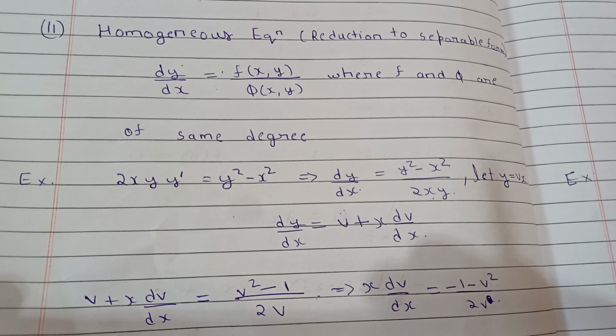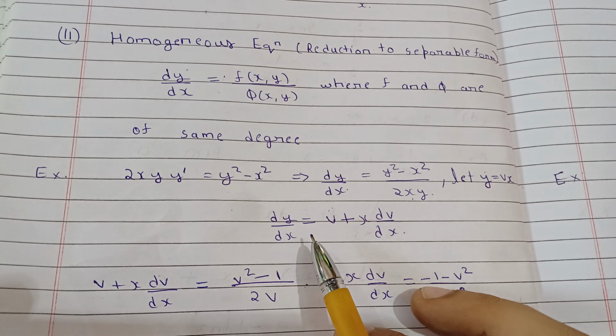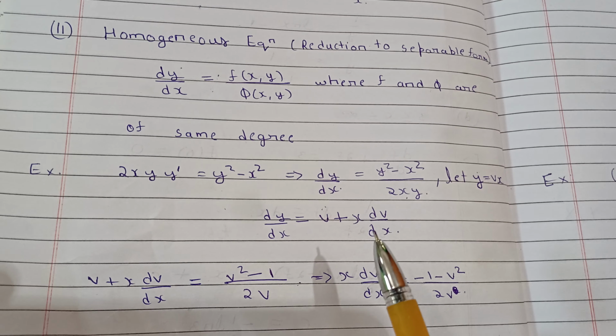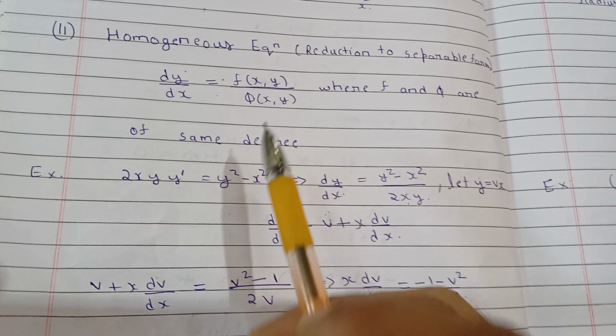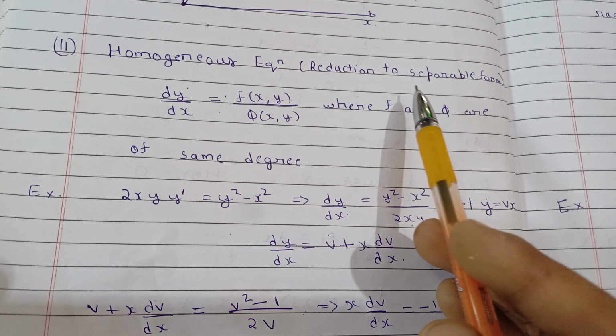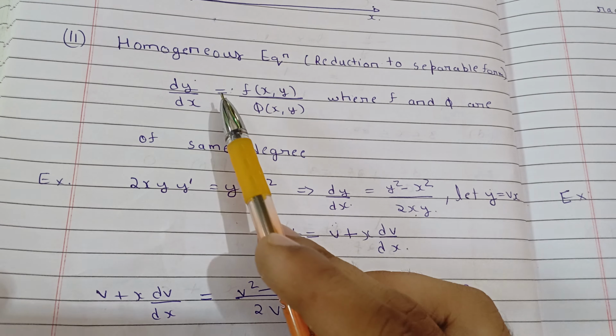Now let's see one more type of problem. Very few questions are asked from this topic, but you should remember it. Maybe this time a question can be asked, and you can solve any type of equation. If it is a homogeneous equation, you can reduce it to separable form. We just discussed the separable form. You can reduce this equation into separable form.